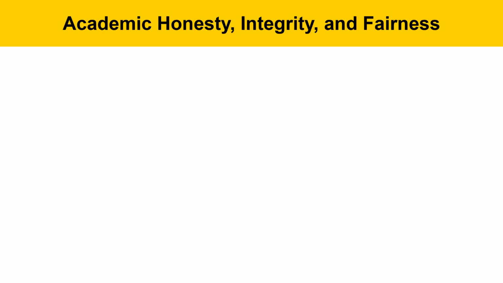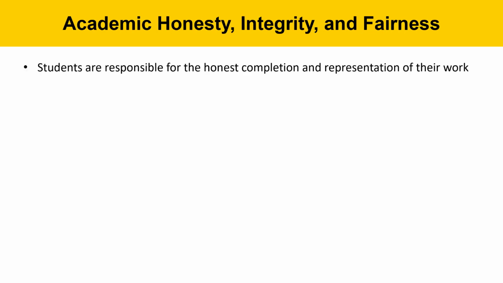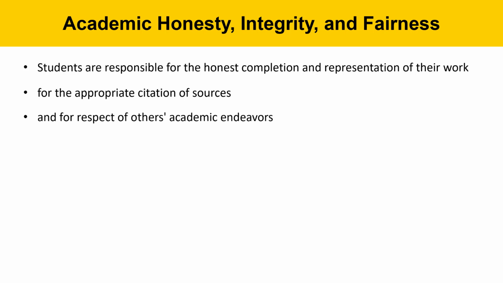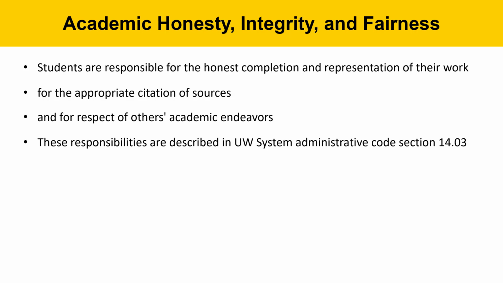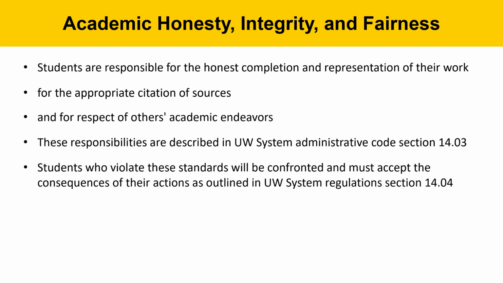This section deals with academic honesty, integrity, and fairness. Students are responsible for the honest completion and representation of their work, for the appropriate citation of sources, and for respect of others' academic endeavors. These responsibilities are described in UW System Administrative Code Section 14.03. Students who violate these standards will be confronted and must accept the consequences of their actions as outlined in UW System Regulations Section 14-04.